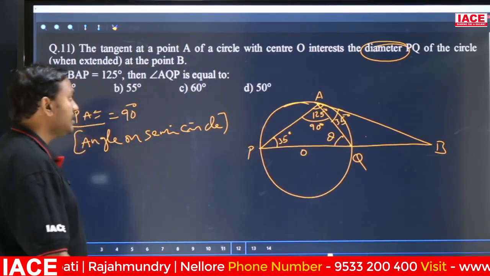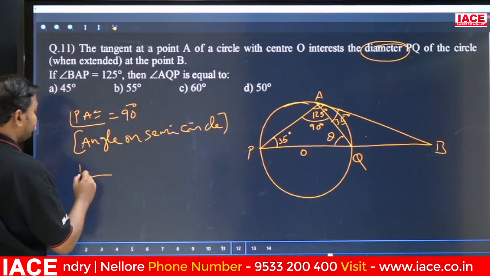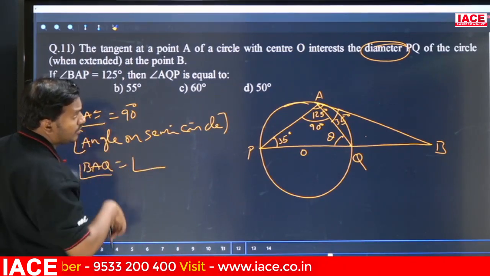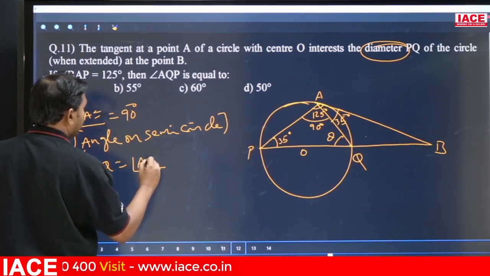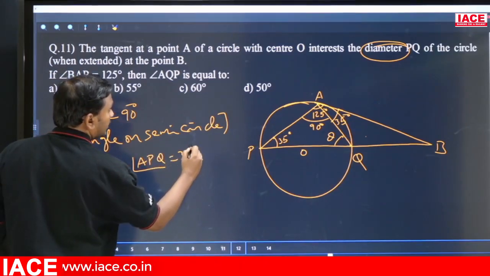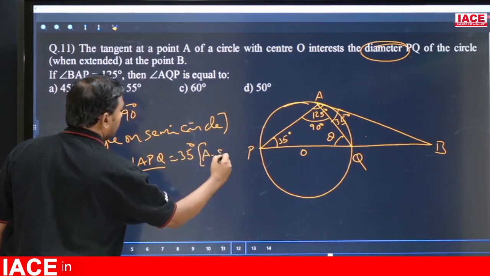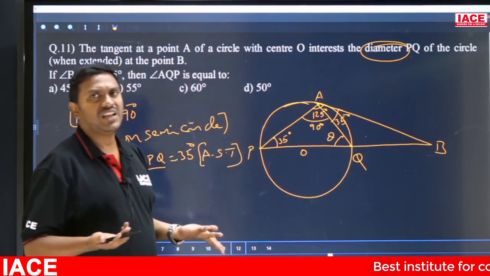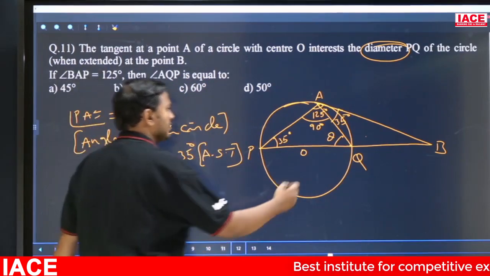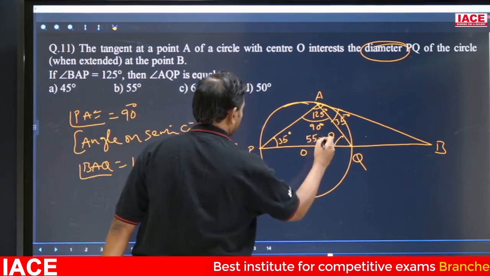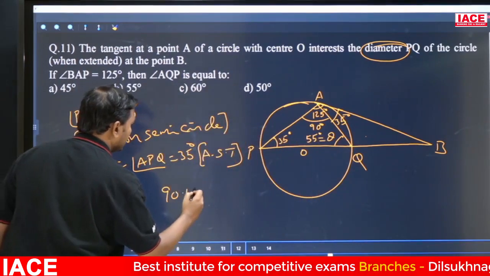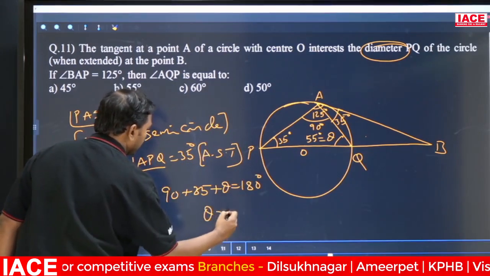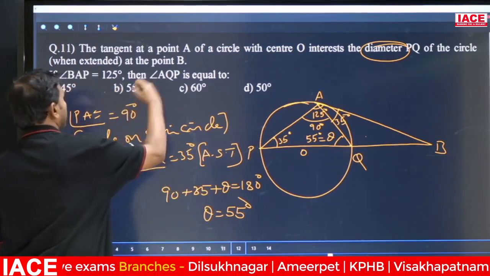So by the alternate segment theorem, what will come? Angle BAQ equal to angle APQ is 35 degrees. Which theorem? Alternate segment theorem. So 90, 35, theta: the sum of the three angles is 180 degrees. So 90 plus 35 plus theta equal to 180. So theta equals 55 degrees. So the answer is Option B.